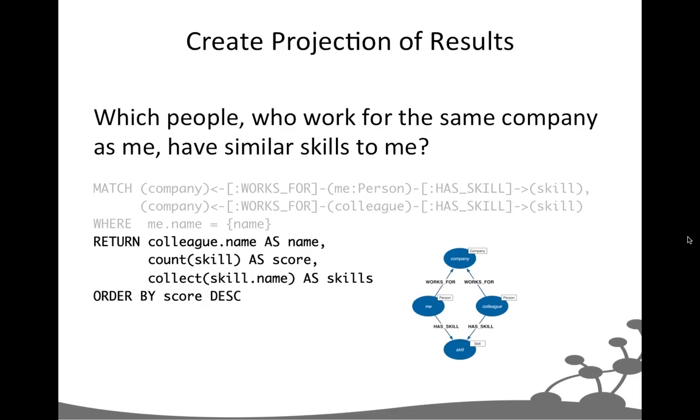And then it's useful to know not only how many things somebody has in common with me, but also which specific skills a person has in common. So this last element here, the collect function, effectively creates a comma-separated list of all of the skills that that particular person has in common with me. And then we're ordering the results based on score, highest score first. Okay.